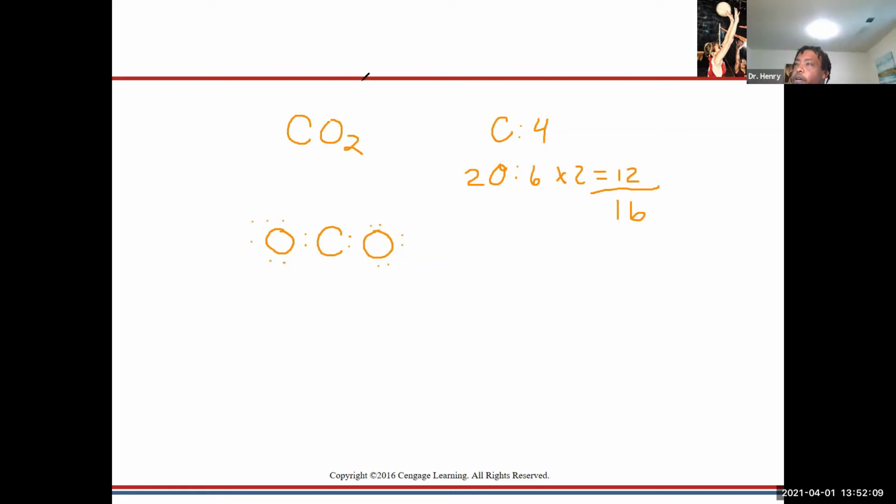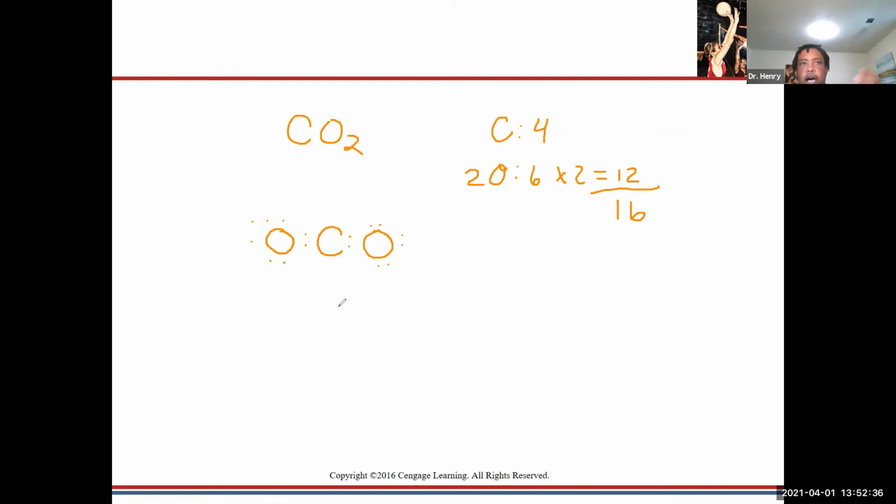Okay, so that would give me my 6 around it. Now, the goal is we're trying to make everybody happy, right? And to be stable, you need to have 8 electrons around you. So you want to try to set it up so that they're sharing in a way that everybody has 8 electrons. That 8 electrons means that they're reaching their octet.